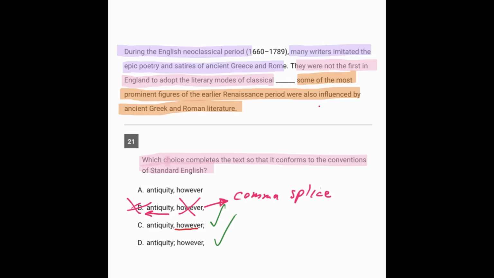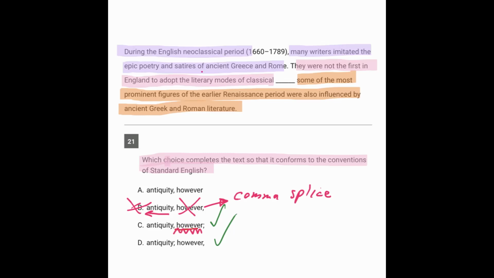It's more of a colon situation. They weren't the first. And then when we say some of the most prominent figures were influenced, we're explaining how they weren't the first. So it's really important to say that the pink and orange parts of the sentence agree with one another. Now, putting the however on the left side of the semicolon has an entirely different function.